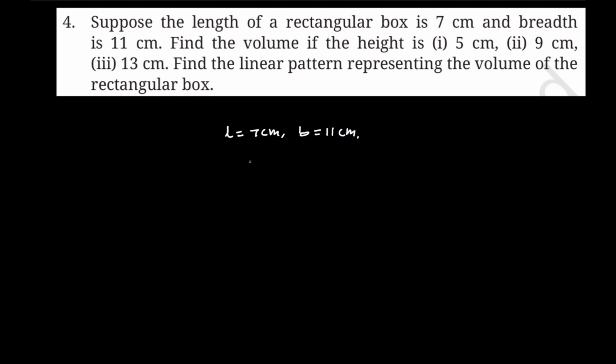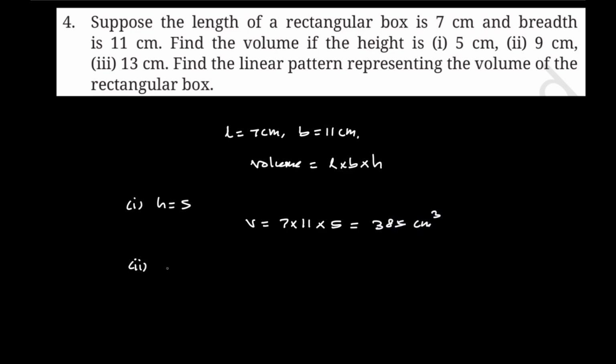So it's a given information, rectangular box. A rectangular box is called a cuboid. We know the volume of cuboid formula. Volume of cuboid is L into B into H. H represents the height of the box. If the height is 5 cm, find the volume. So L is 7, breadth is 11, height is 5. So 7 into 11 into 5 is 385 centimeter cube.